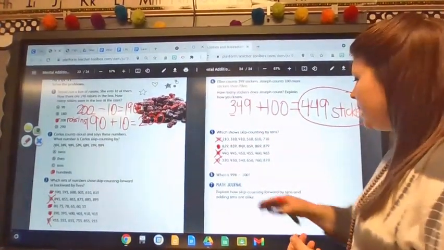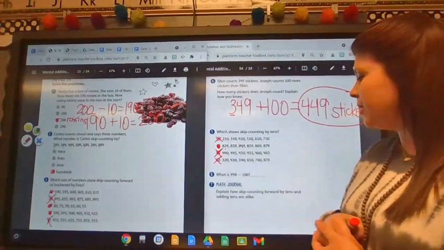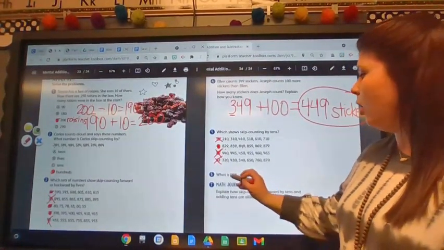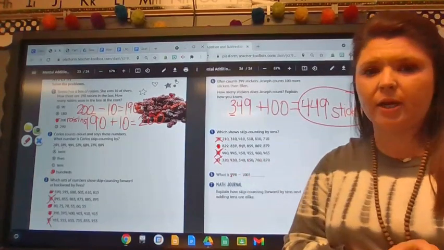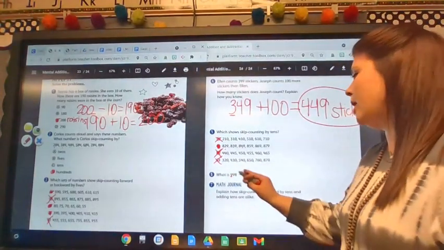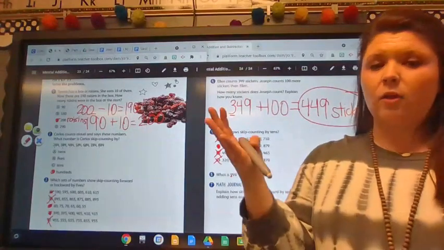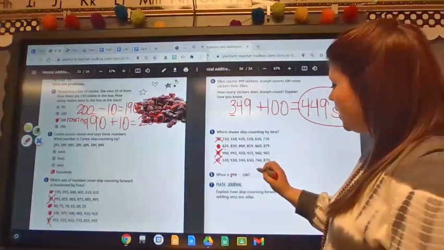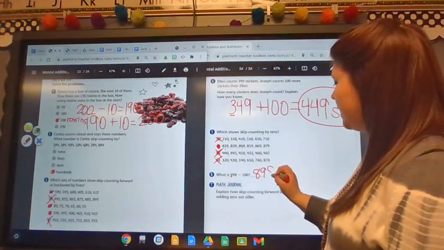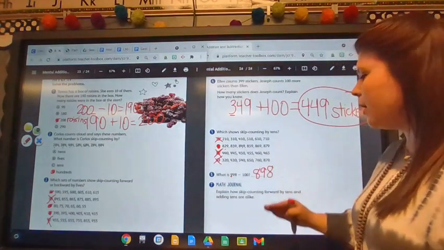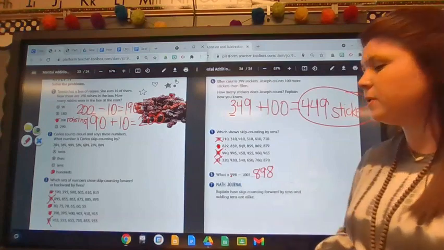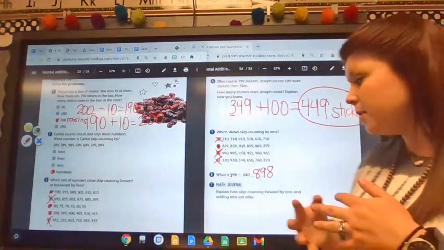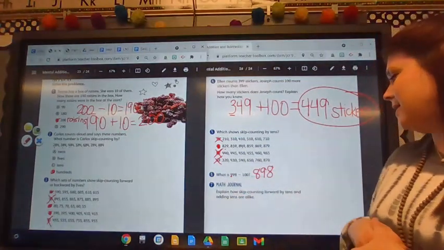All right, we're going to go ahead and go to number 6. What is 998 minus 100? So our hundreds place is going to change here. Does that subtraction sign show that our total is going to get larger or smaller? Smaller by 100, so 898.